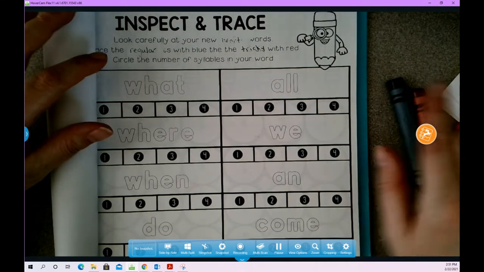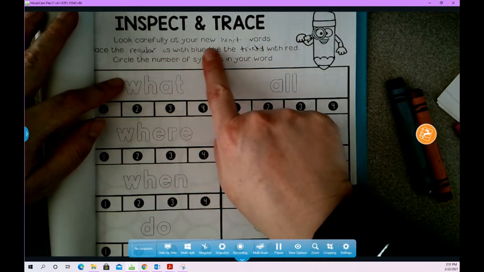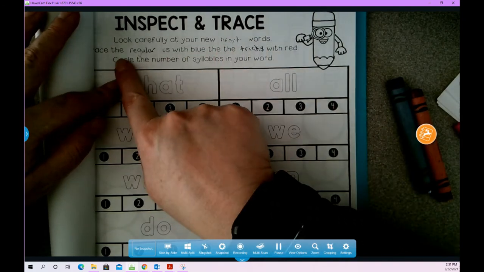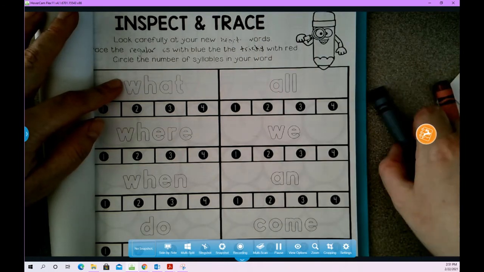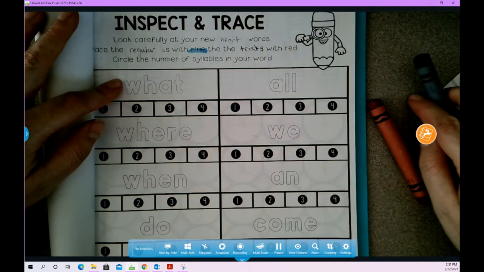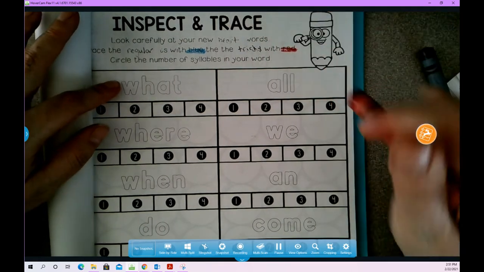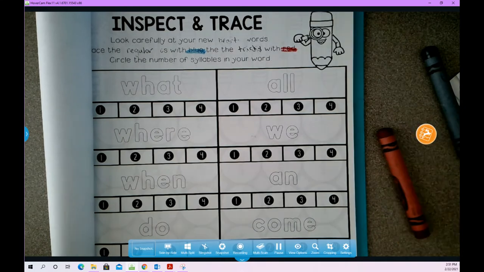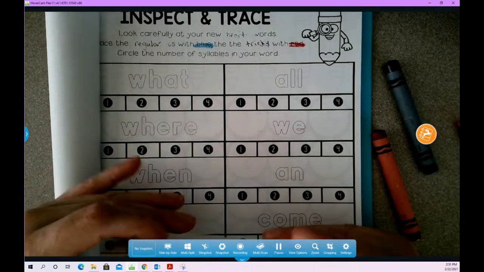Okay, so the directions are a little bit scratched out, but it says, look carefully at your new heart words. Trace the regular sound with blue. So if it makes its regular sound, we're going to color it blue. And if it has a tricky part, then we're going to color it red. Okay, so let's look at our words. We have words from this week, and then we have words from last week also.